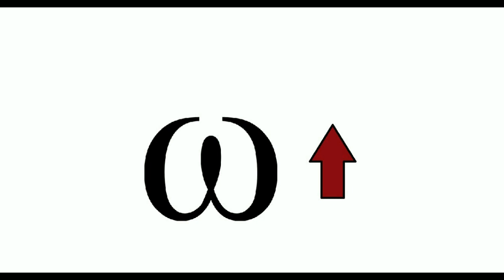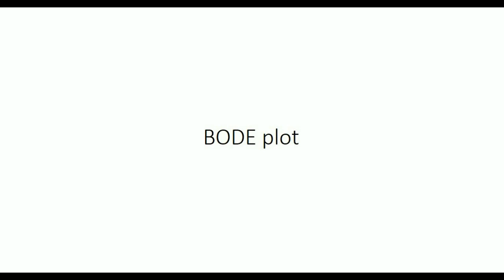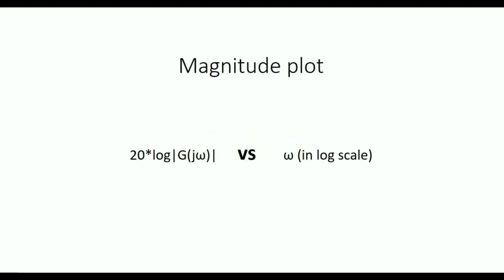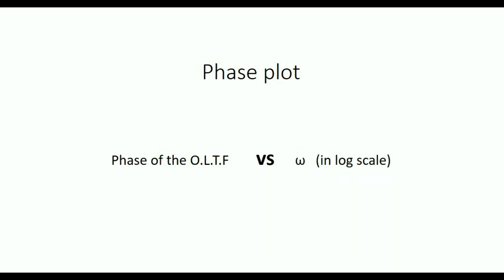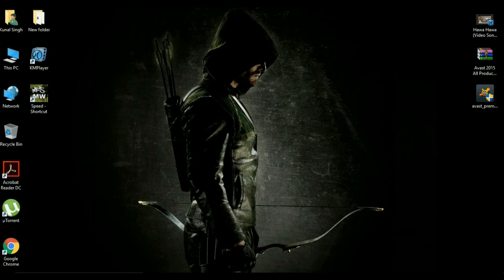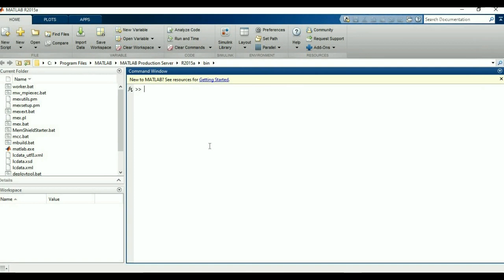Now we learn about the Bode plot. The Bode plot is a frequency response plot of a sinusoidal transfer function of a system. A Bode plot consists of two graphs. One is a plot of the magnitude of the sinusoidal function versus log omega, and the other is a plot of the phase angle of a sinusoidal transfer function versus log omega. The Bode plot can be drawn for both open loop and closed loop systems, but usually it is done for the open loop system. Now let us jump to MATLAB and see how to make the Bode plot.